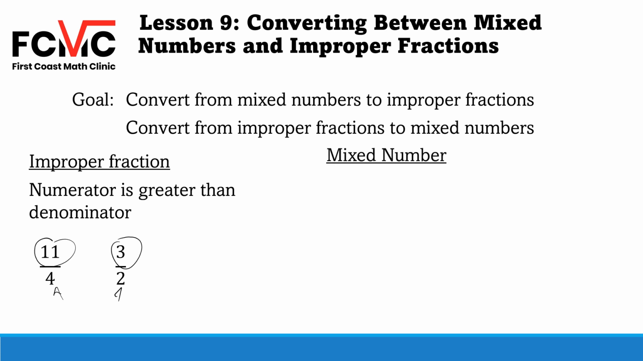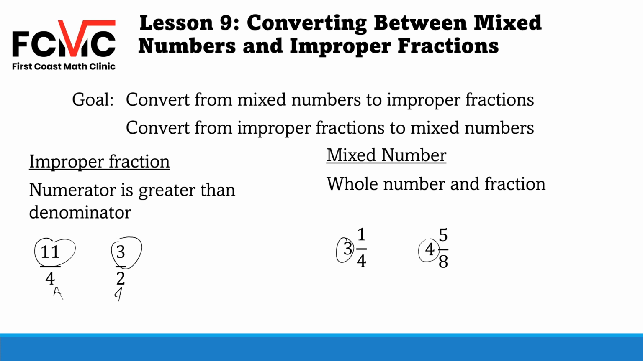Compared to our mixed number, a mixed number is a whole number and a fraction. So something like 3 and 1/4 or 4 and 5/8. So we've got our whole number 3 and our whole number 4, and then our fractions 1/4 and 5/8. So we've got our whole, and then our fractional part, the 1/4 and the 5/8. So our goal in this video is to be able to convert from the improper fraction to the mixed number, and from the mixed number to the improper fraction. So that's what we're going to work on in this video.